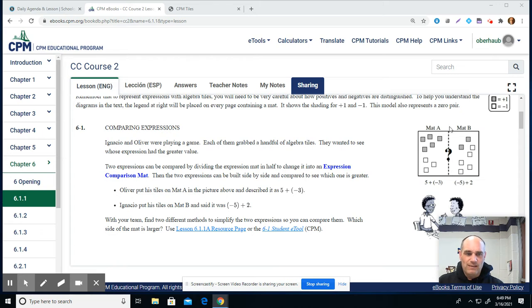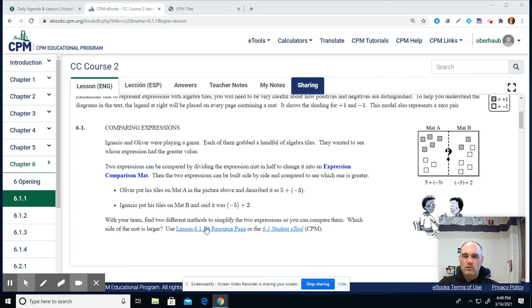So we're going to do something like this. They split it in half. We're going to have a person here, a person here. Then the two expressions can be built side by side and compared to see which one is greater. Oliver put his tiles on mat A, described as positive 5 and negative 3. So positive 5, negative 3. Ignacio put his tiles on mat B as negative 5 and then a positive 2.